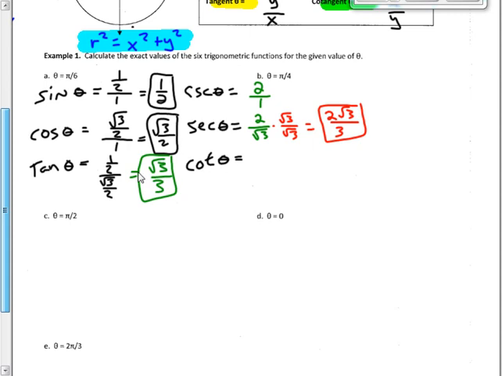And the cotangent, again, you end up with the same idea here. 3 over the square root of 3 when I flip it over. I have to multiply by the square root of 3 over the square root of 3, which gives me 3 square roots of 3 over 3. This one actually reduces. The 3's are going to reduce, and so I get the square root of 3. So the cotangent is square root of 3.